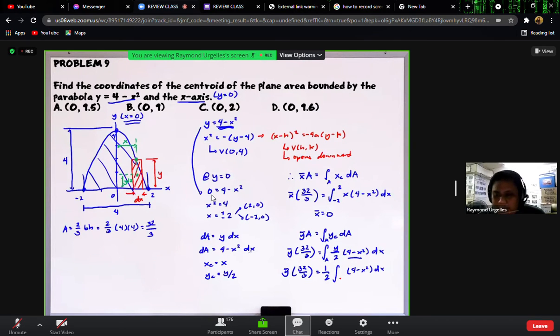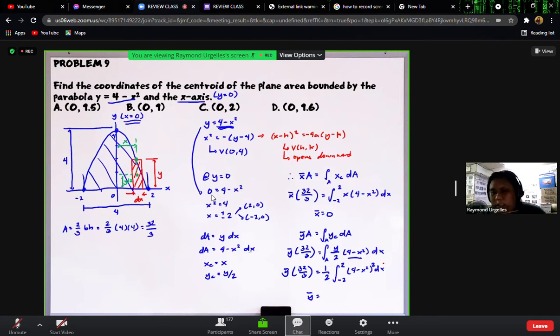So again, this is over the area. Our dx ranges from -2 to +2. So let's solve for y bar. Just solve the integral, and then multiply by 3/32. So we have the integral of 4 minus x squared, from -2 to +2, divided by 2, times 3 divided by 32.